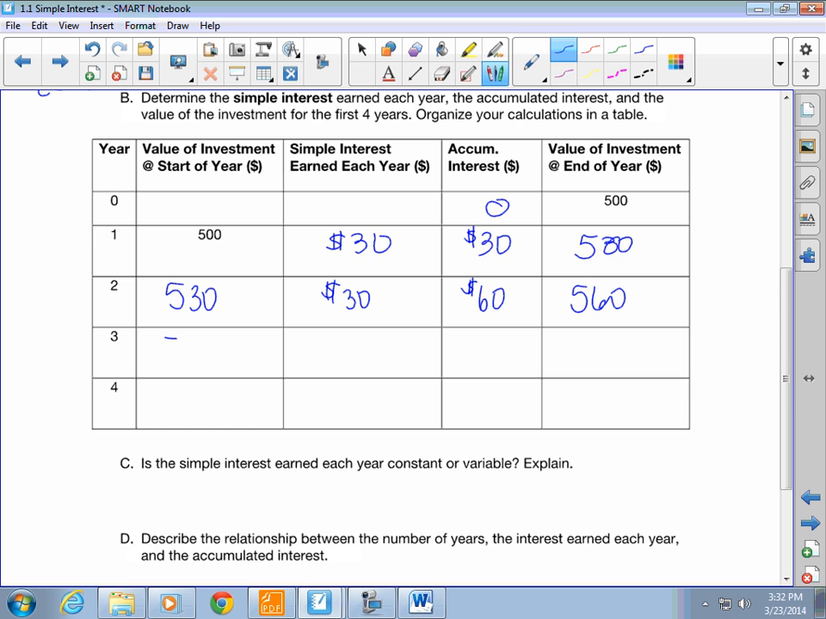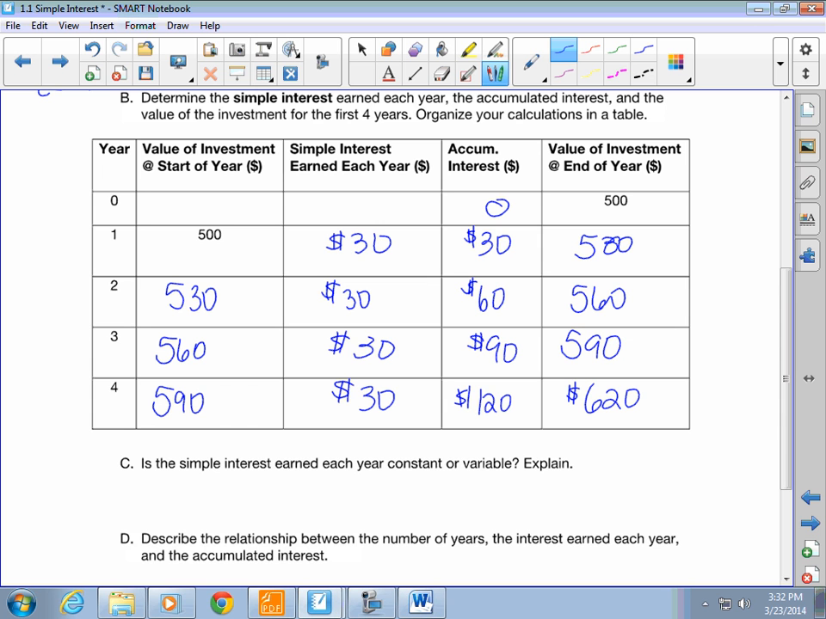So year 3, she starts the year with $560. She's going to earn another $30 for a total of $90 interest earned. So her total investment is now worth $590. Year 4, she starts at $590. She's always earning that $30 because it's 6% on the initial investment. So she's now at $120 interest. So she has an investment at the end of the 4th year of $620.